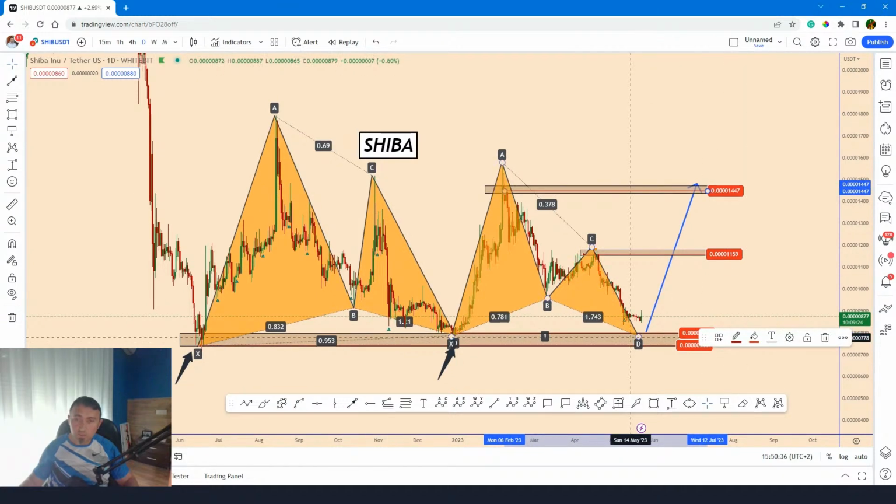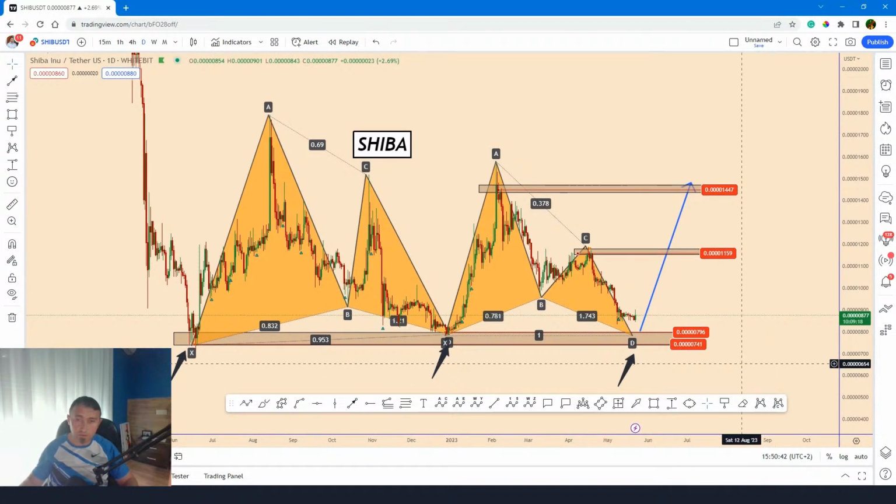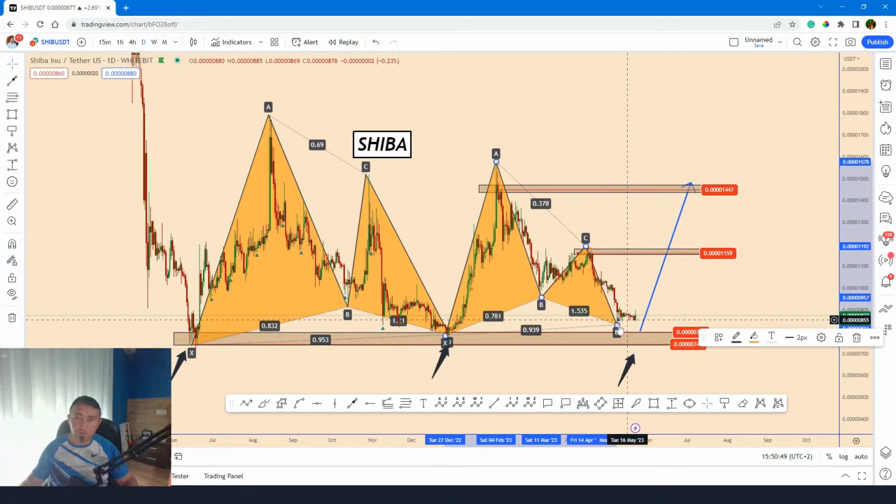This is a beautiful scenario, and this is why I still think that we may see some bullish reaction from Bitcoin and Ethereum. We are on the buy zone as well for Shiba, so this is in the buy area. You can buy at this point and you can add again later if you want.